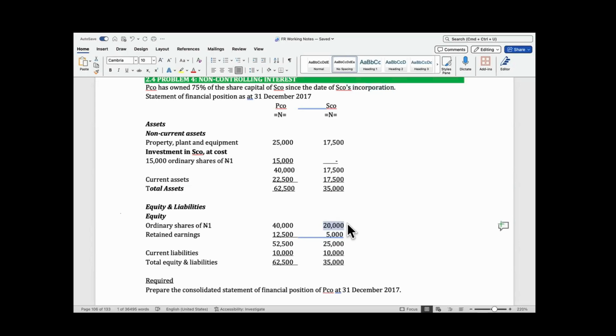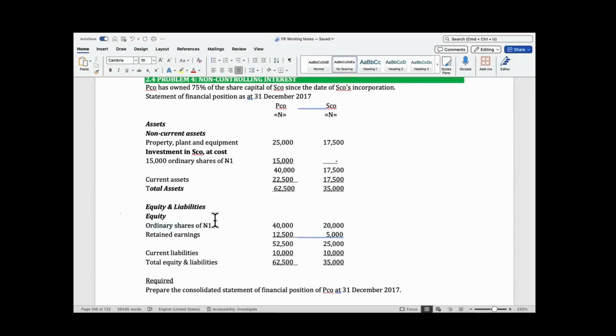However, since I did not acquire everything, I only acquired just 75%. Can somebody do 75% of 20,000? 15,000. Okay, good. So 15 will cancel out against 15. So the remaining 5 will be consolidated.